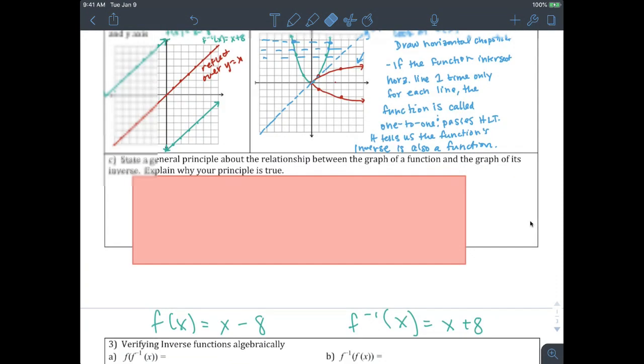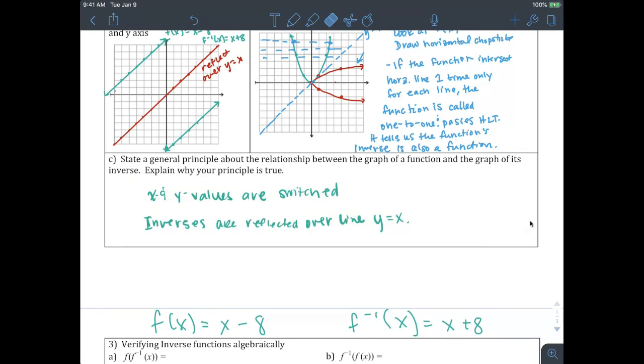Here's what I know about the relationships of graphs for inverse relationships. The x's and y's are switched, the inverses are reflected over the line y is equal to x, and the domains and the ranges switch. Same thing as an equation.